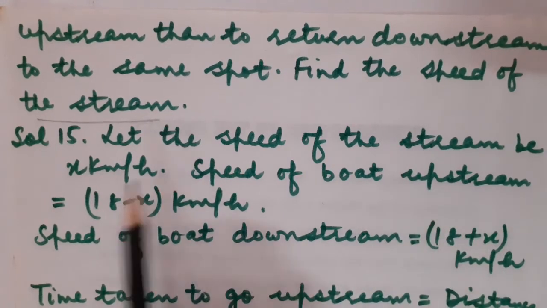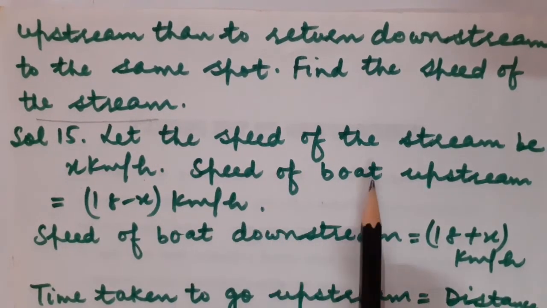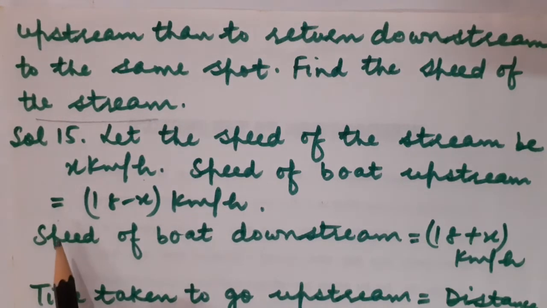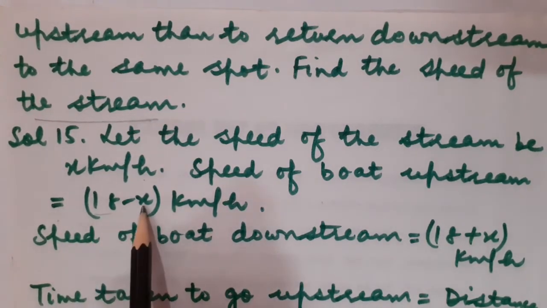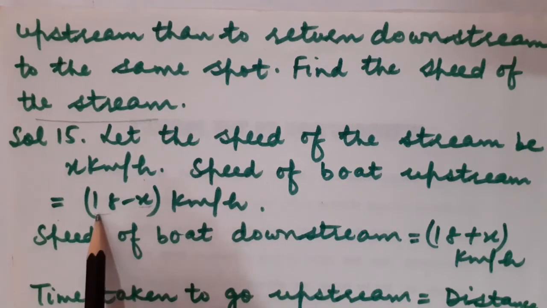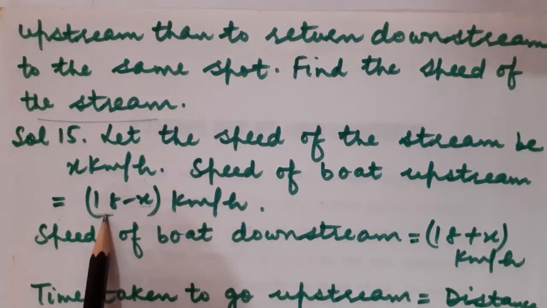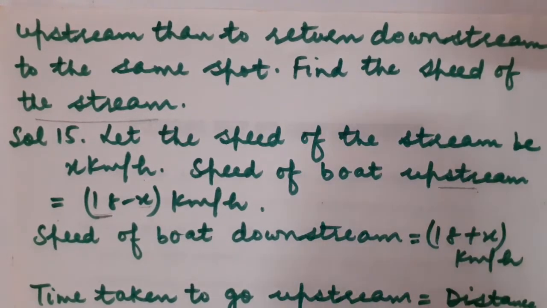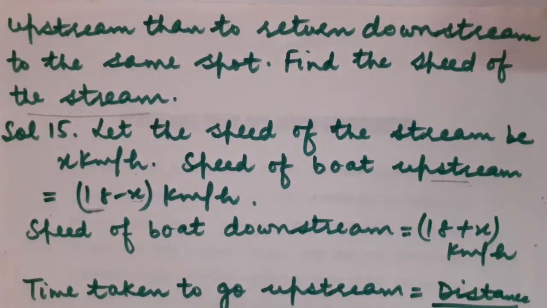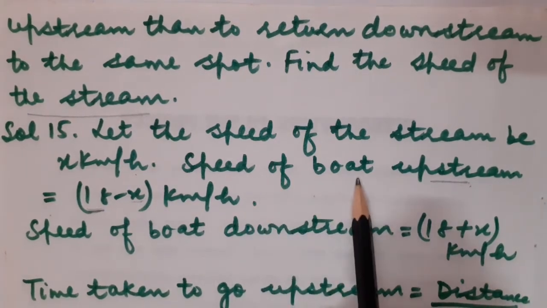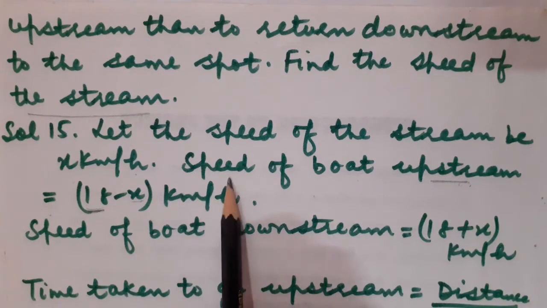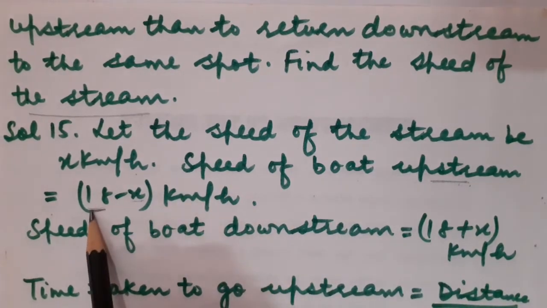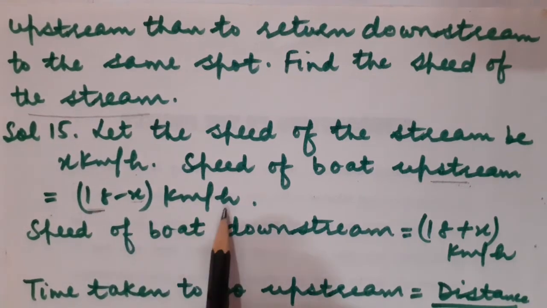Let the speed of the stream be x km per hour. Now speed of boat upstream is equal to, as I explained you the concept, you have to subtract the speed of the current from the speed of the boat in still water. Correct? To find out the speed of the boat in the upstream direction. Fine? Because the water always flows in the downward direction, if we are trying to take our boat to the upstream side, definitely the speed of the boat will be reduced. So that's why we have calculated the speed of the boat upstream as 18 minus x km per hour.